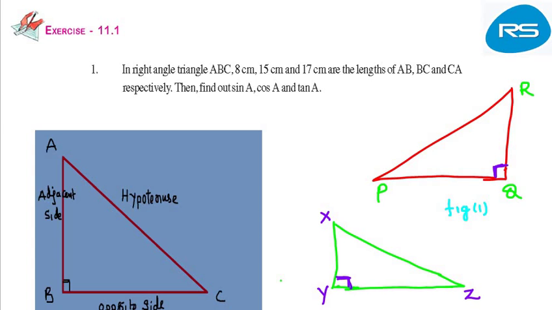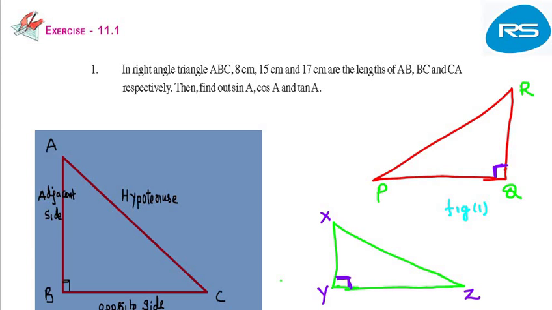We are in Trigonometry chapter, doing exercise number 1, question number 1. In right angle triangle ABC, 8 centimeters, 15 centimeters and 17 centimeters are the lengths of AB, BC and CA respectively. Then find out sin A, cos A and tan A.